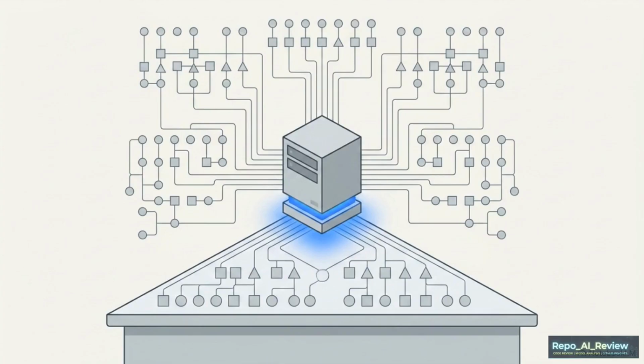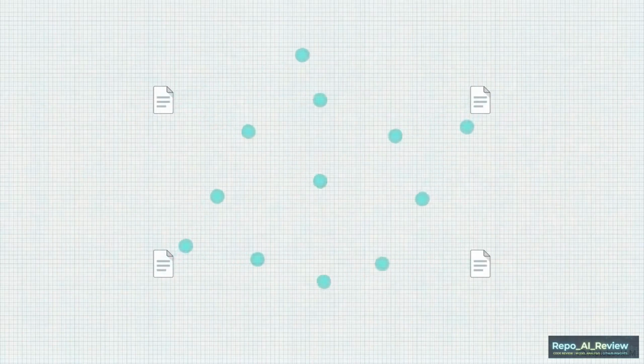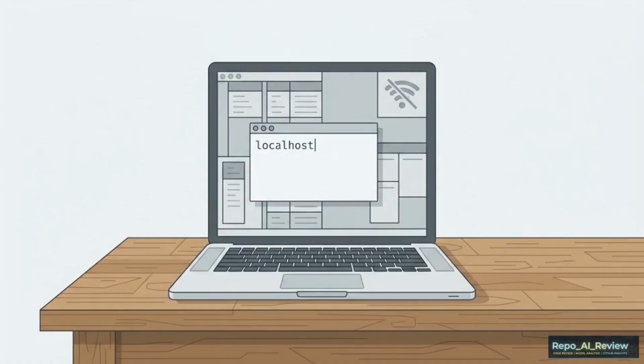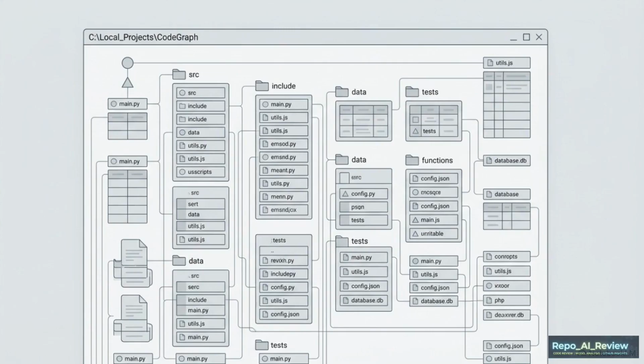CodeGraph solves this by acting as a local model context protocol, or MCP, server. Before the AI asks a question, CodeGraph hands it a pre-indexed map of your codebase's architecture. All of this happens entirely on your machine. There are no API keys required, and no proprietary code ever leaves your local drive.